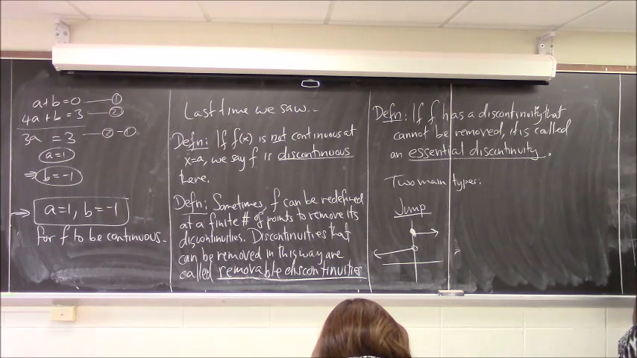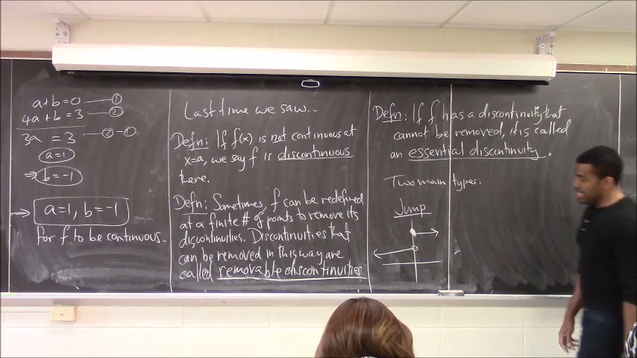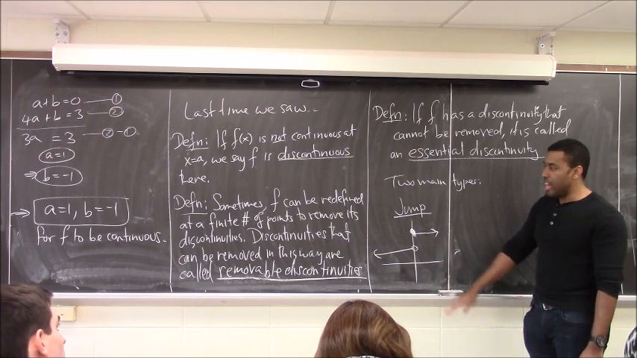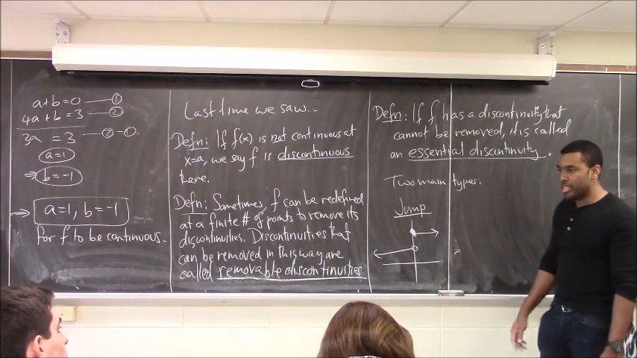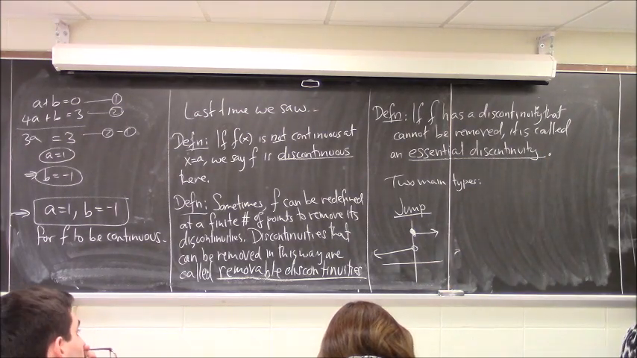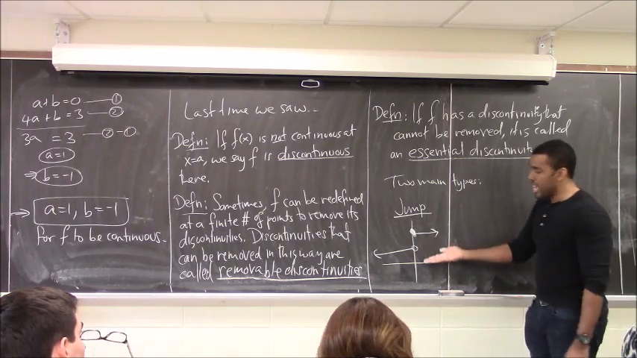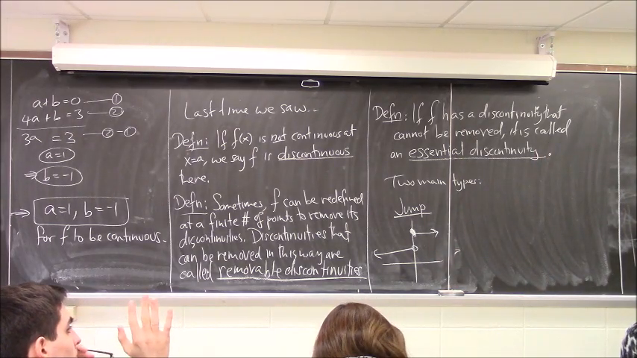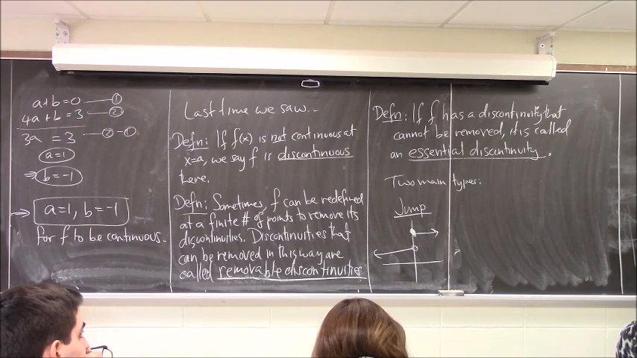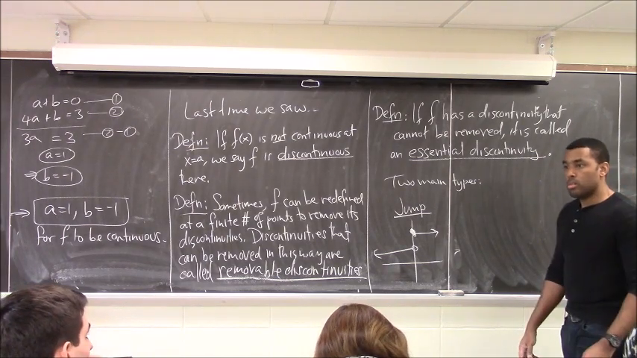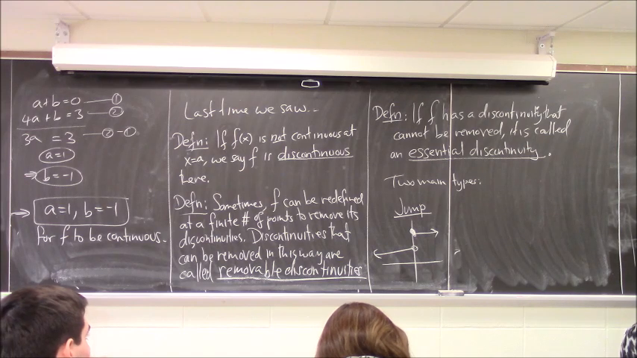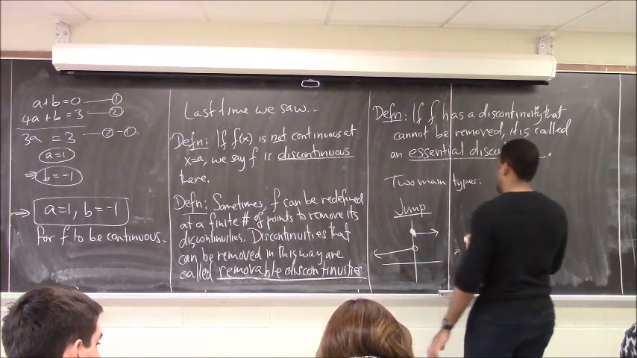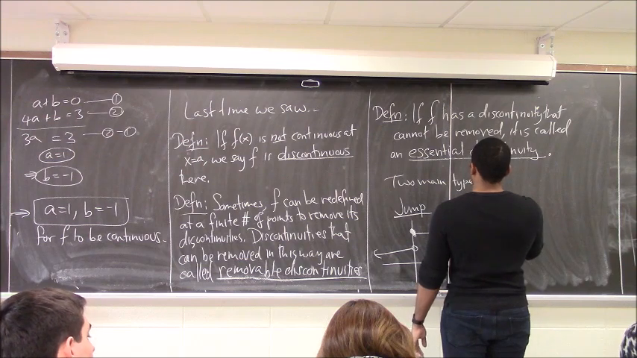These are non-removable. Why? Because to actually get these two sides to connect, you literally have to move an entire half. You have to fix an uncountably infinite number of points. You will literally change the essence of the function in order to fix that point at 0. It can't be done by moving a finite number of points. You literally have to move an infinite number of things to fix that.